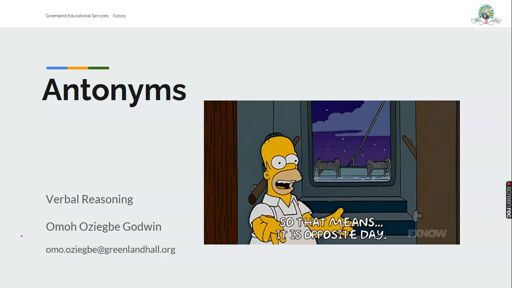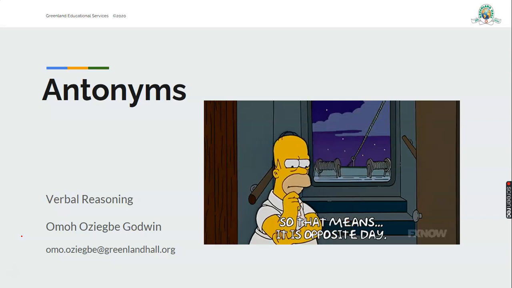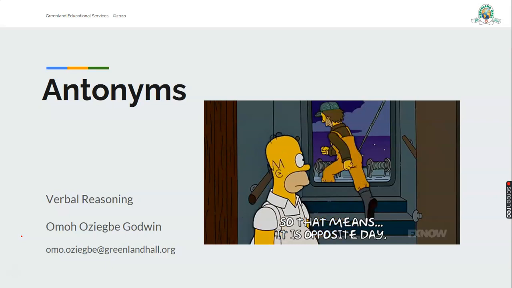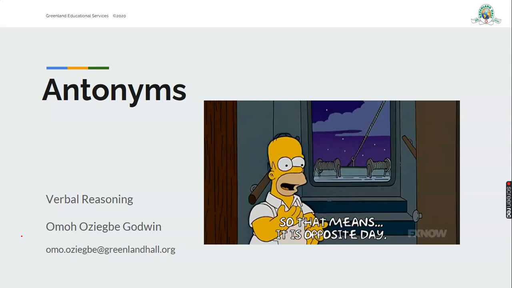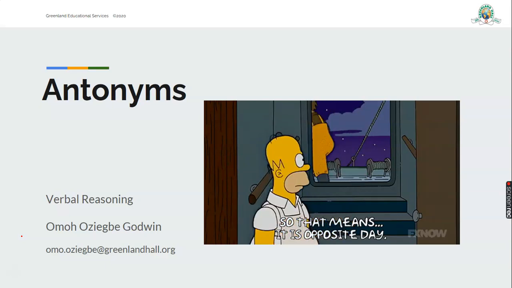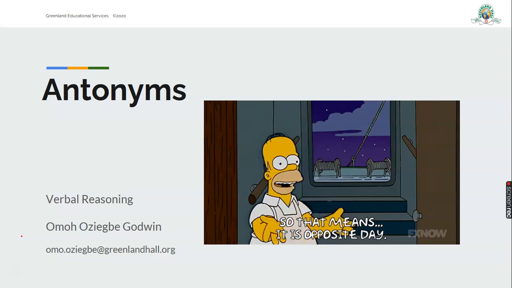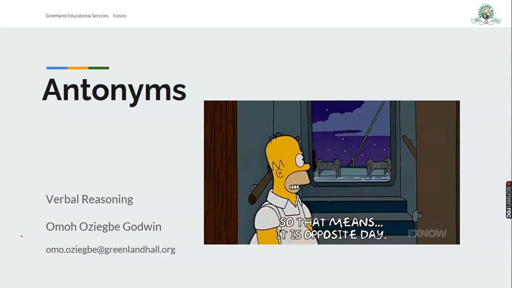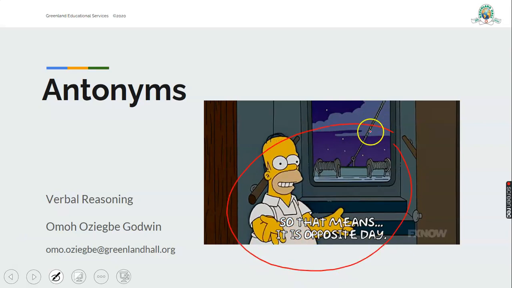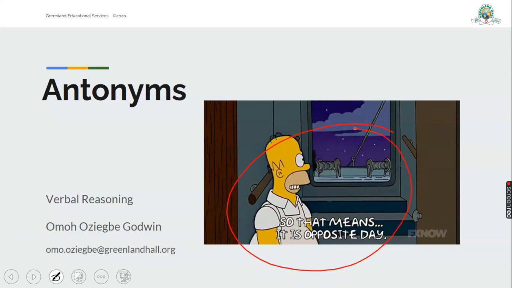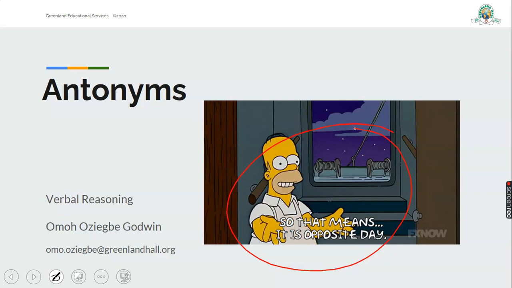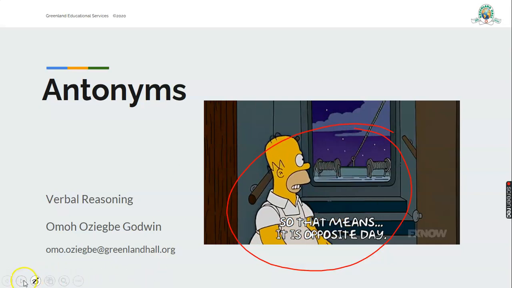Today we'll learn something also very, very interesting, and we'll be talking about antonyms in verbal reasoning. Antonyms? Antonym in verbal reasoning. Of course, Homer Simpson is already telling us that today is opposite day. He got it right. So we're going to get into it right away, people.